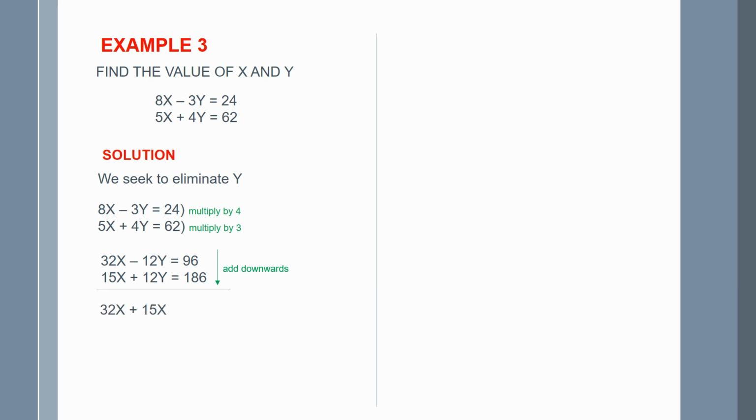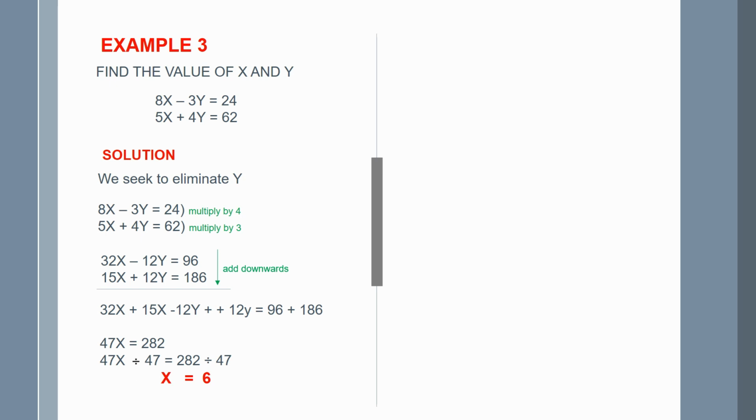Now when we add 32x plus 15x, it gives us 47x, while negative 12y plus 12y is 0, and 96 plus 186 is 282. When we divide by 47 both sides, 47x divided by 47 will be equal to 282 divided by 47. x is 6.